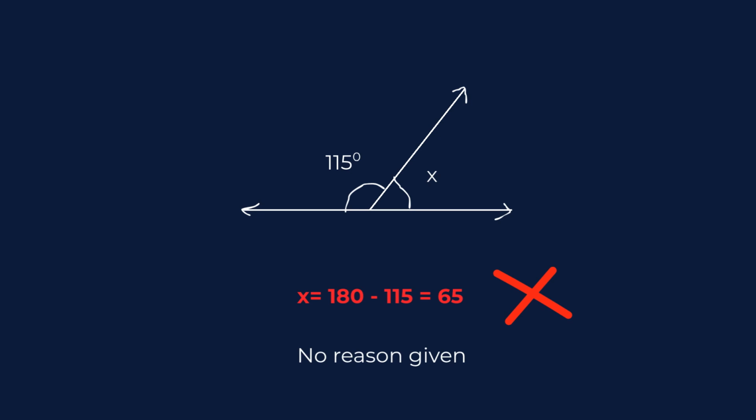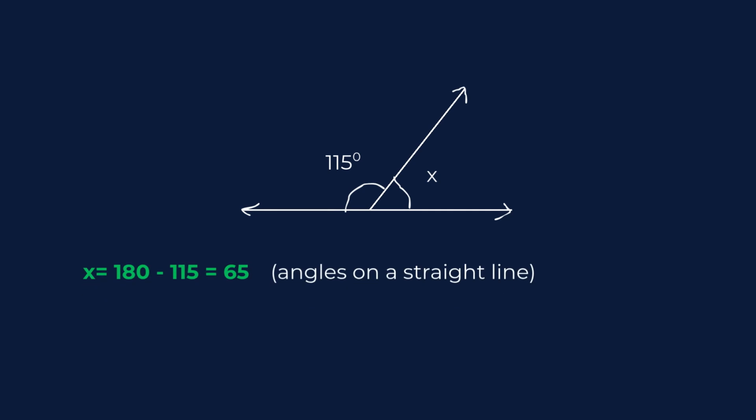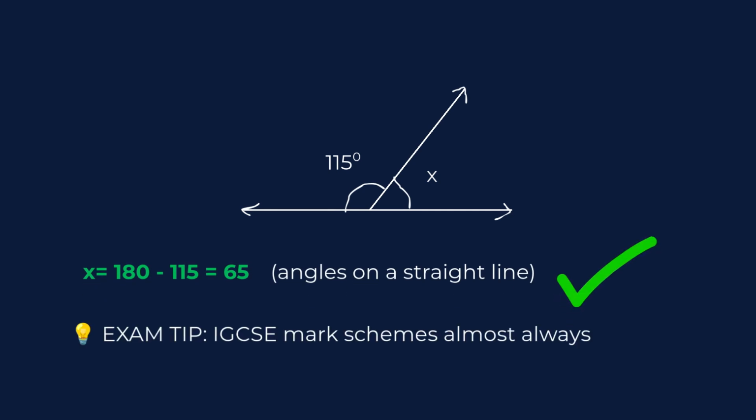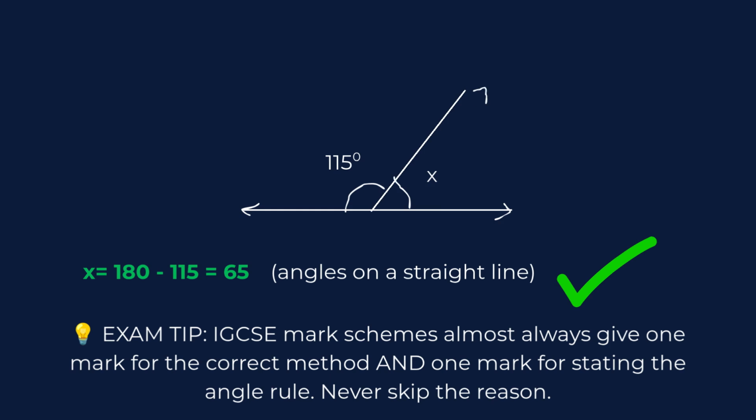The answer is right, but look at what the mark scheme says. 2 marks available, 1 for the answer, 1 for stating the reason. The student wrote the correct number, and got 1 mark out of 2. That's a free mark they gave away. The fix is simple, always write the rule name next to your working. Angles on a straight line. 6 words, 1 extra mark, every time.